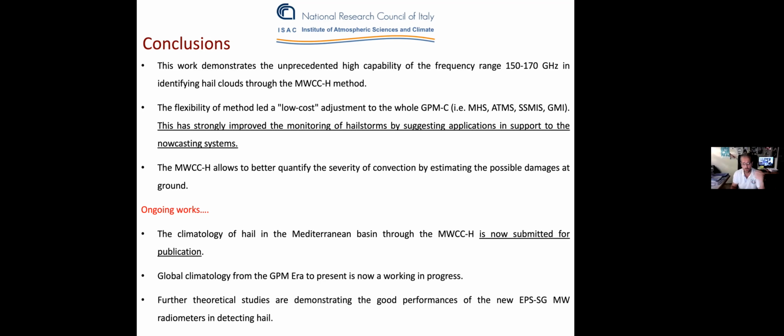As ongoing work, we are now submitting a paper where the climatology of the Mediterranean basin has been calculated. The global climatology from the GPM era has been calculated, and we are simulating the impact of our method on the new second generation EPS radiometers, meaning MWS and MWI.